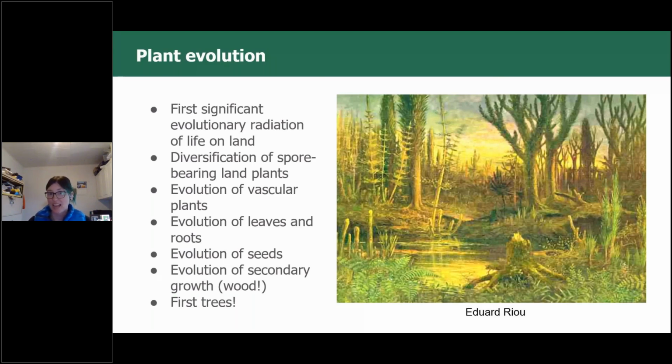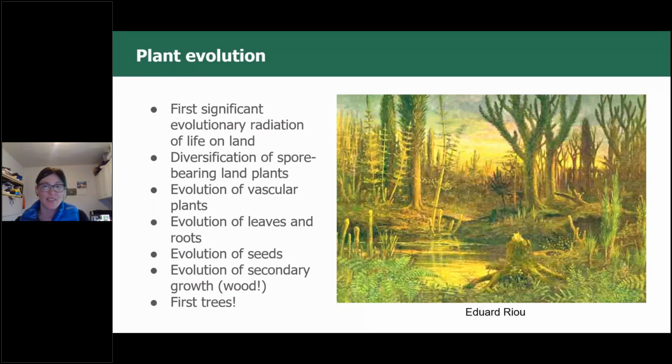Then we also had the evolution of vascular plants. So the first vascular tissues, water and other conducting tissues within plants. We had the evolution of leaves and roots. We had the evolution of seeds. And we also had the evolution of secondary growth, when a plant can grow both outwards as well as upwards, giving us the first wood. All of that gave us the first trees and the first forests. So pretty crazy, like massive diversification of life on land here. And it's all happening within this period.